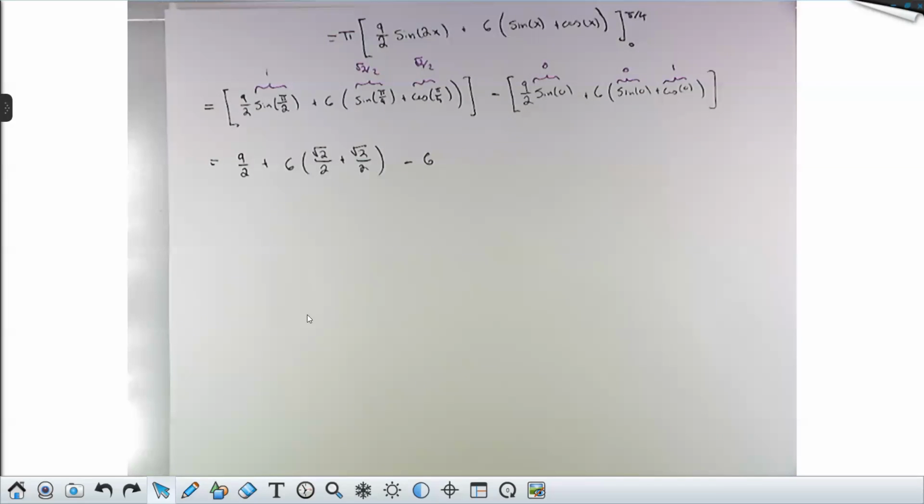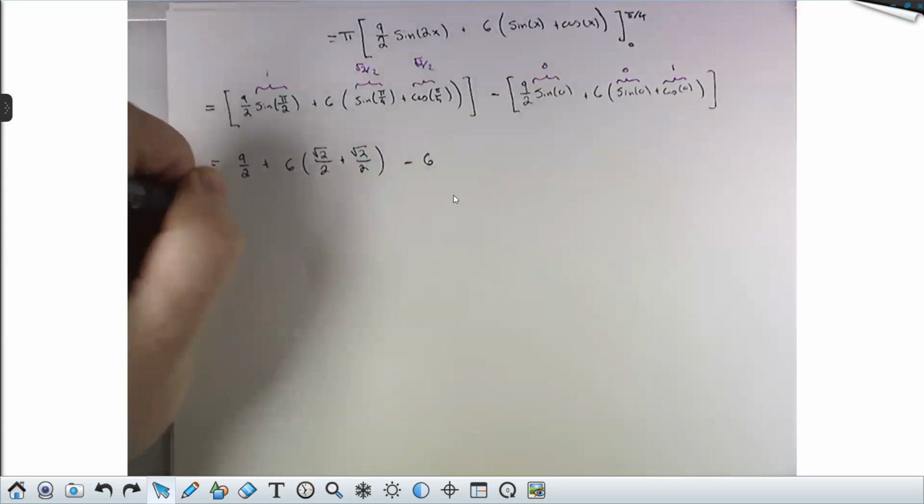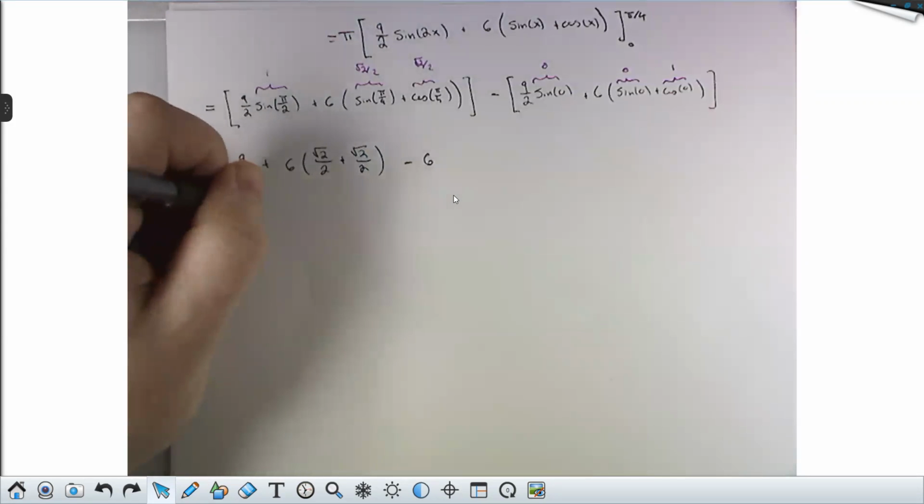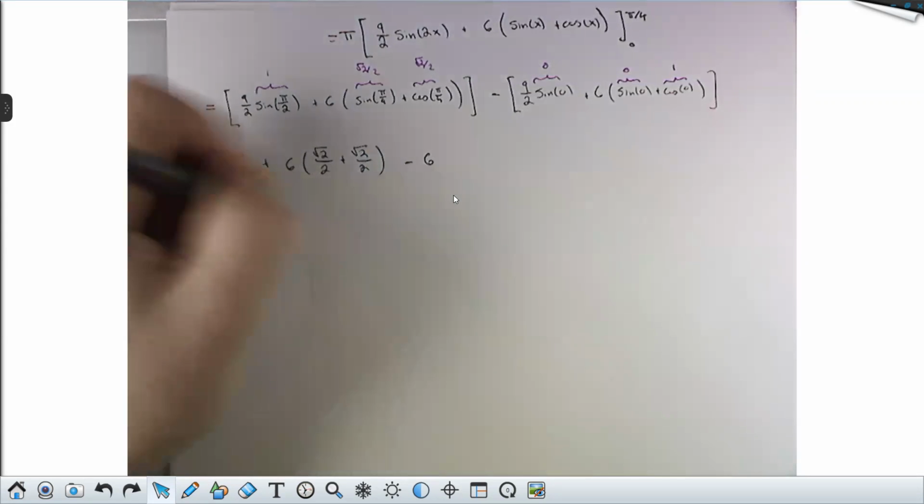One of these pieces can be cleaned up mightily, or at least a bit. Root 2 over 2 plus root 2 over 2 is 2 times root 2 over 2, which is just root 2. So this whole piece is 6 times the square root of 2. 6 as a ratio over 2 is 12/2. 9 minus 12 is negative 3. This is negative 3/2 plus 6 times the square root of 2.